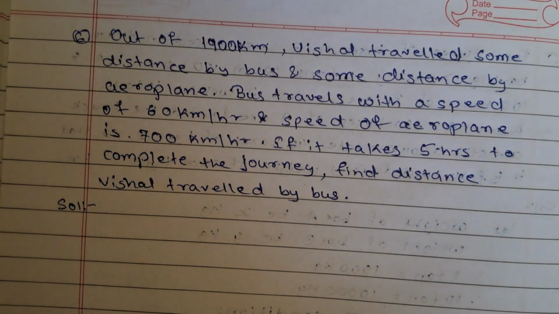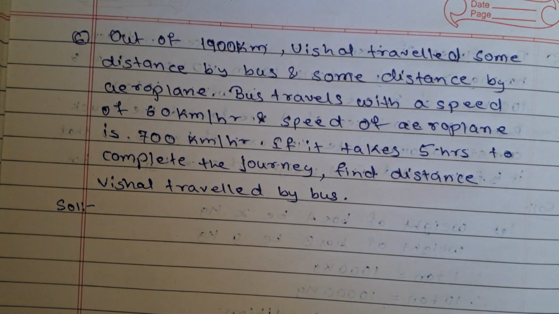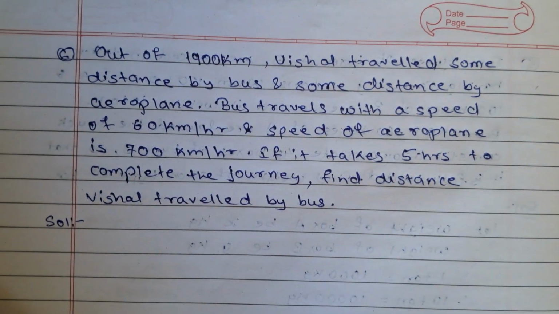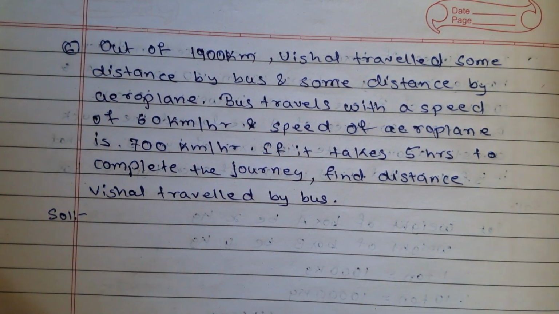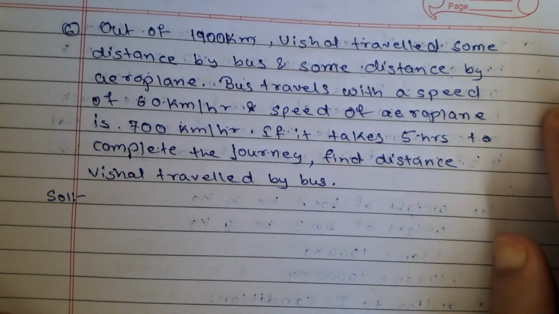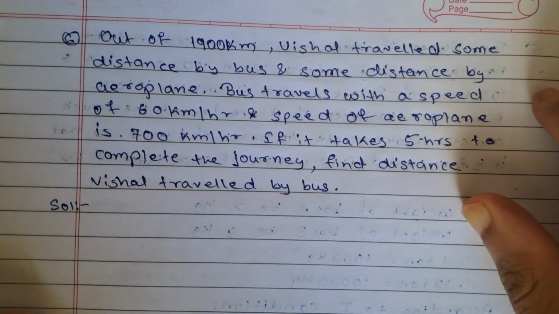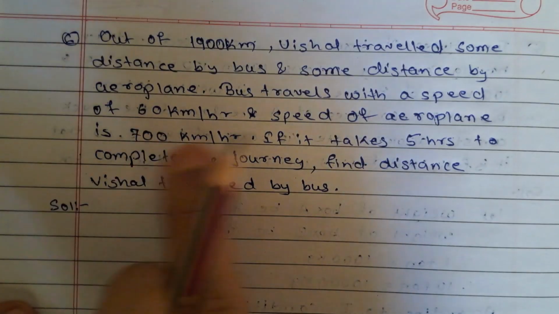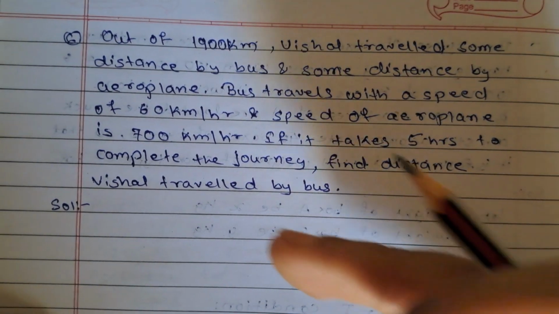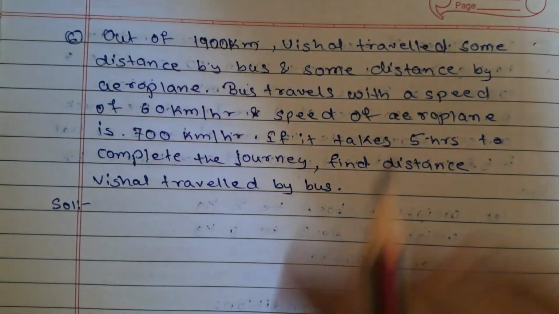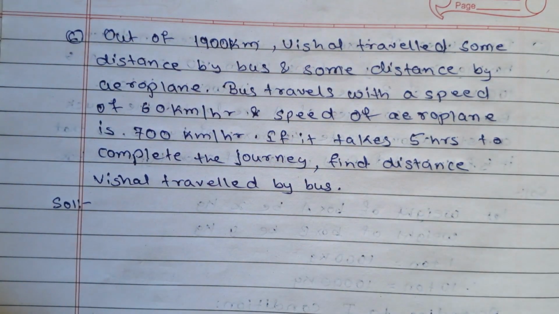Okay, so this is the next sum that we have with us, which is dependent on speed and time. So let's see how to solve this word problem using linear equation in two variables. I would suggest you to just pause this video and read through this complete word problem once, because I will do a diagrammatical representation of this entire thing so that you can understand it better.